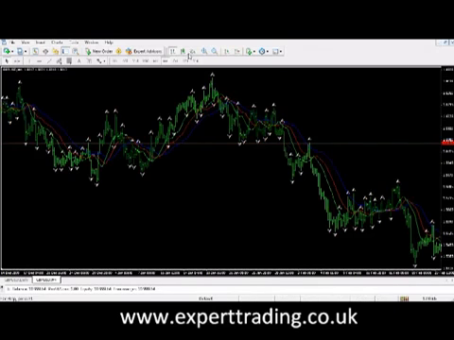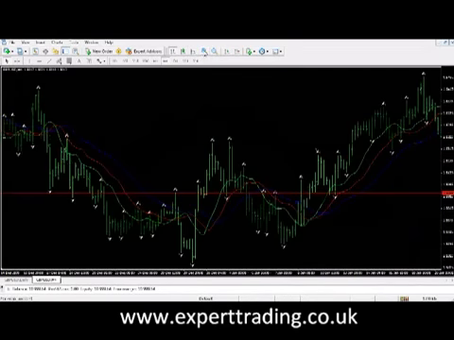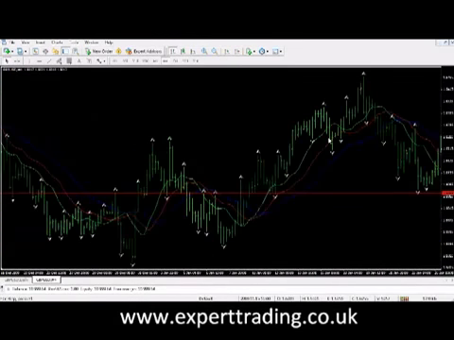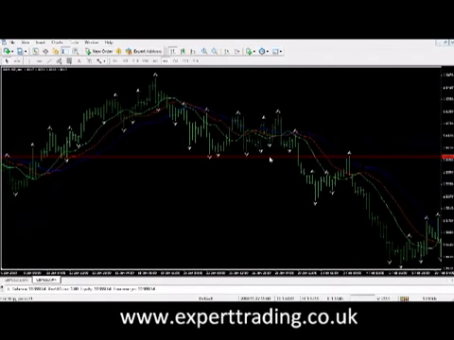Let's zoom in here and go down to where the fractal is. Let's just see, here it is. Right, so we want to wait for it to close below. So it has closed below.